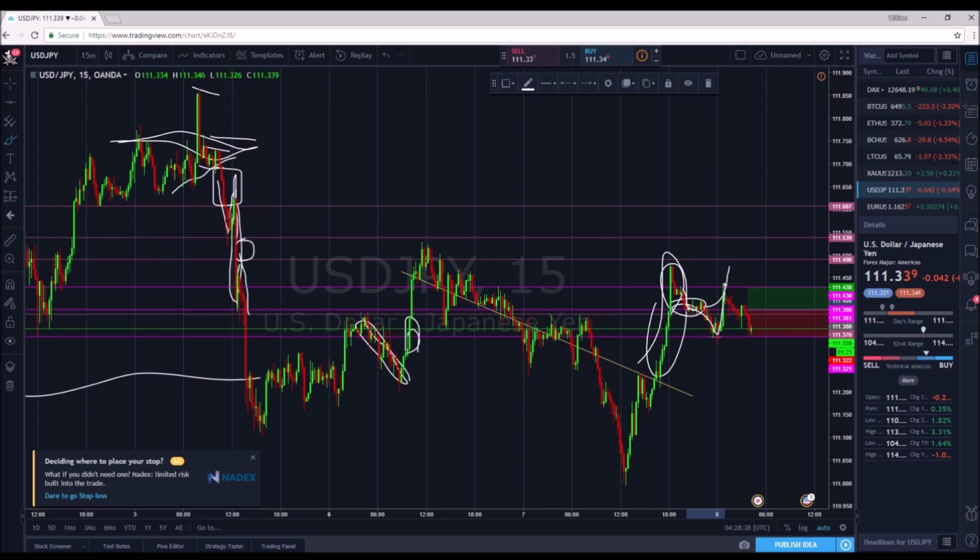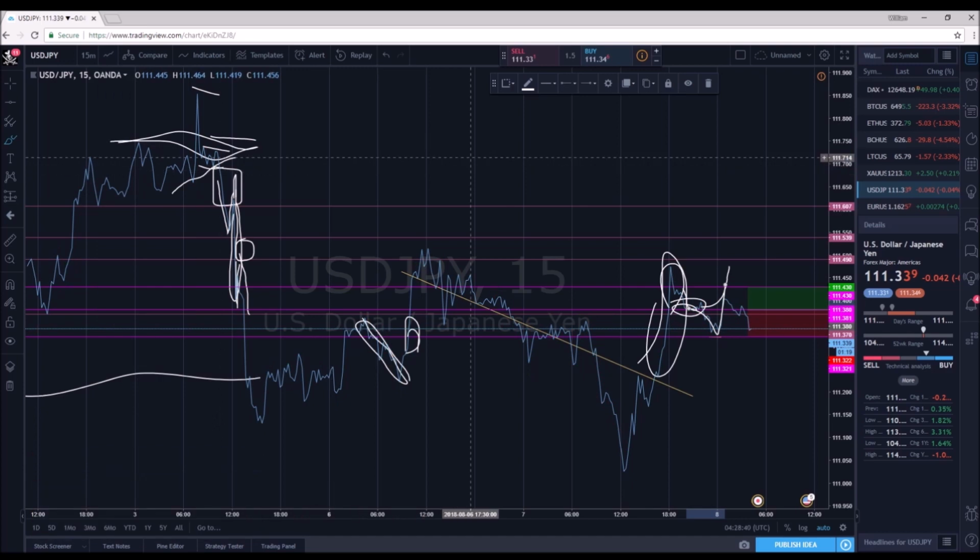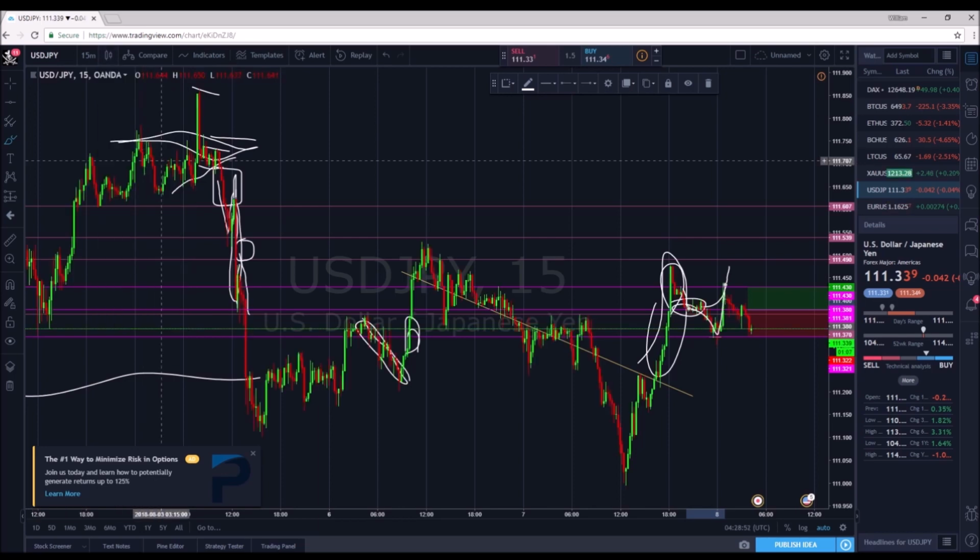I'm using a line chart to mark SNR zones because it shows me where price truly opens and closes. Not like a candle chart where it can be hard to see. I'm plotting them based off of what I see on the chart. Support and resistance zones can vary in importance between major to minor and soft and hard.